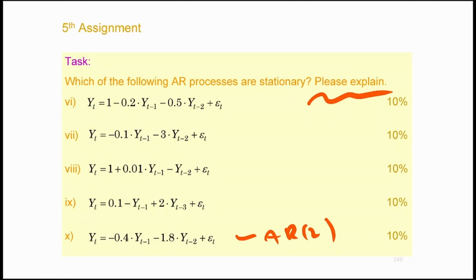You get 5% on your answer and 5% on your reasoning, for each. That will yield 10% in total for one process, and then you have 10 processes, so this is how it's going to be.